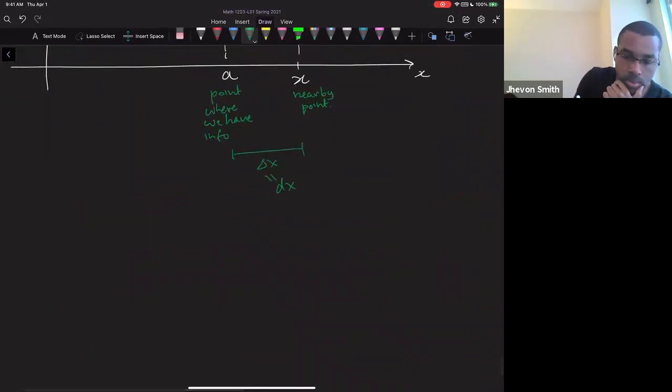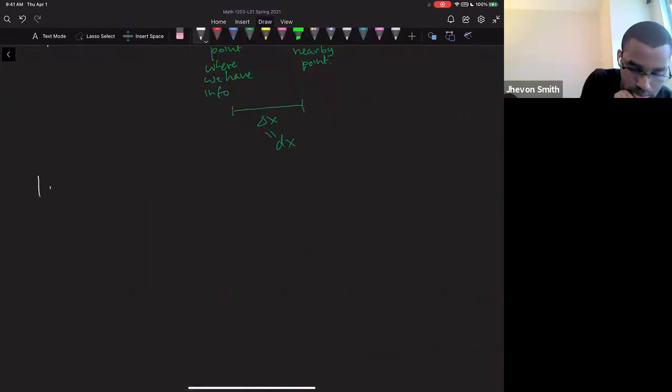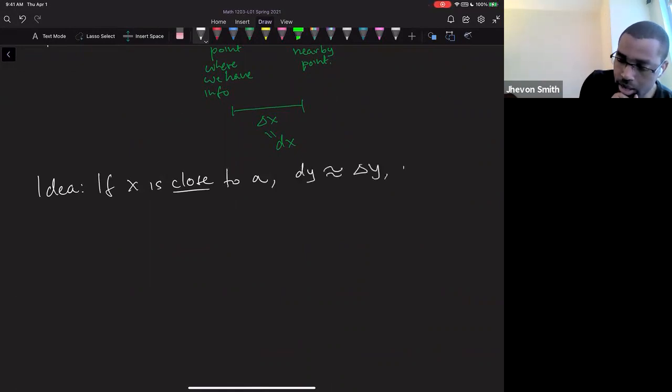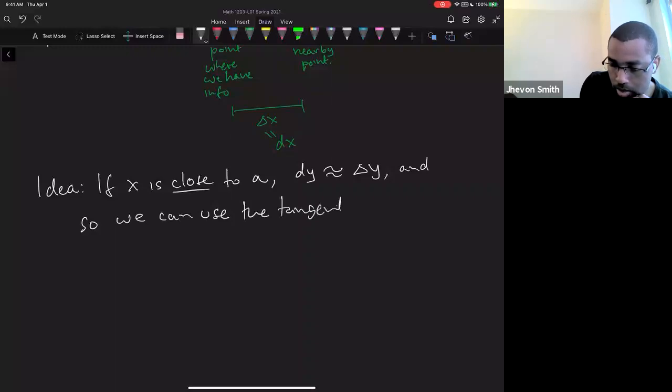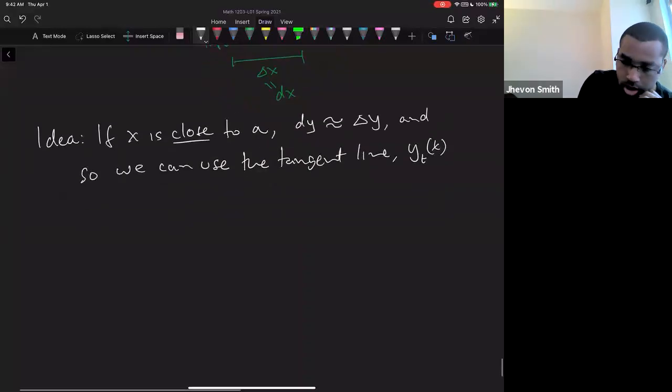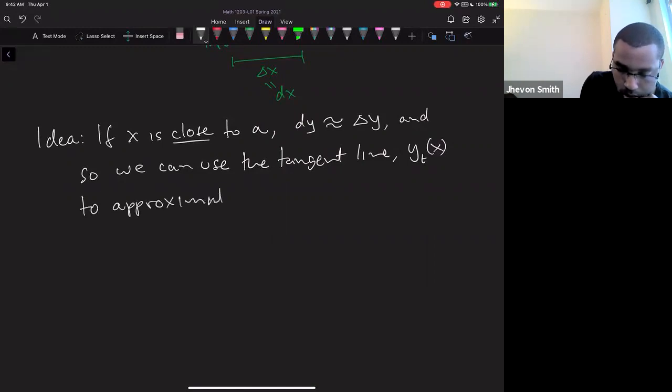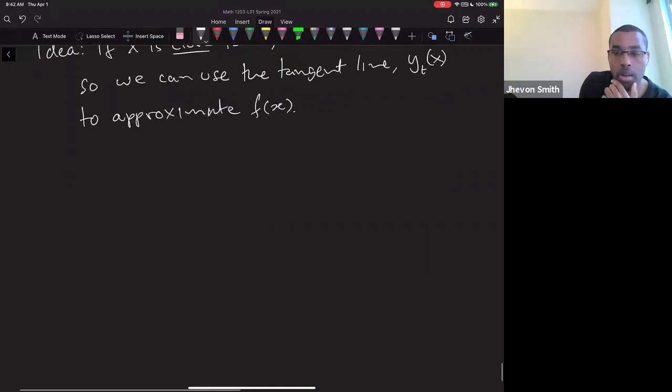Yeah. So now the idea is if x is close to a, dy is approximately the same as delta y, and so we can use the tangent line y sub t of x to approximate f of x. But what is y sub t?